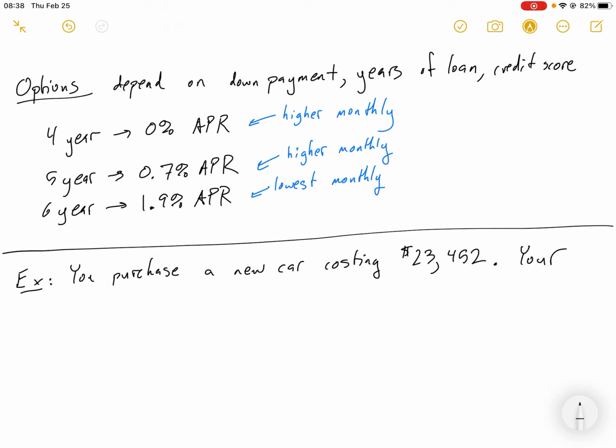So your loan is for 6 years with an APR of 4.2%. With a lower credit score, you will usually have a higher APR. So 4.2% is pretty common on a car. So my question is, what is your monthly payment?